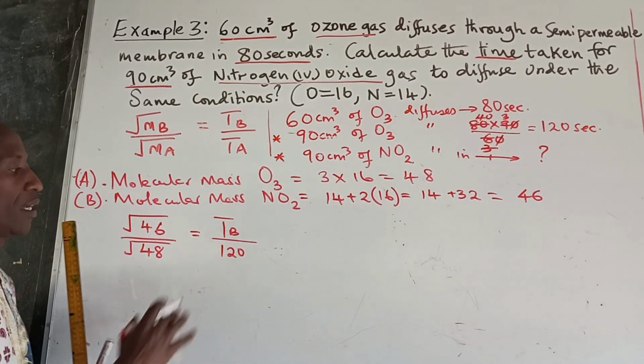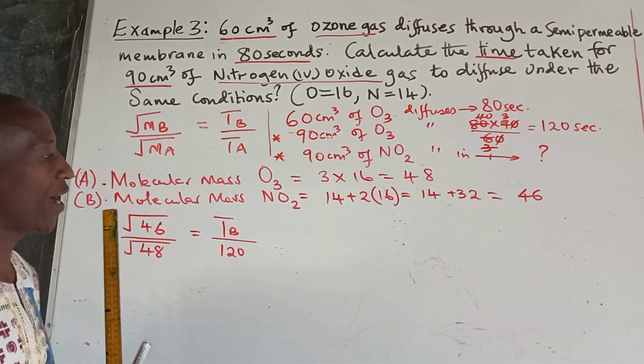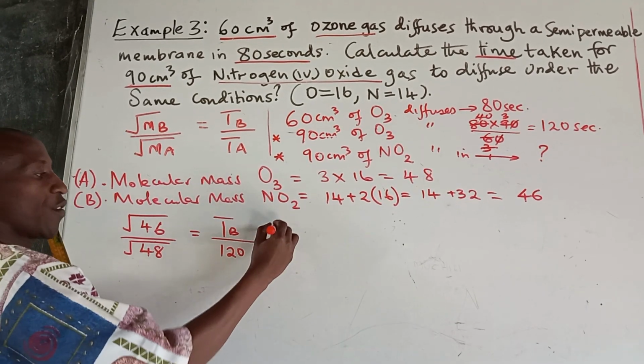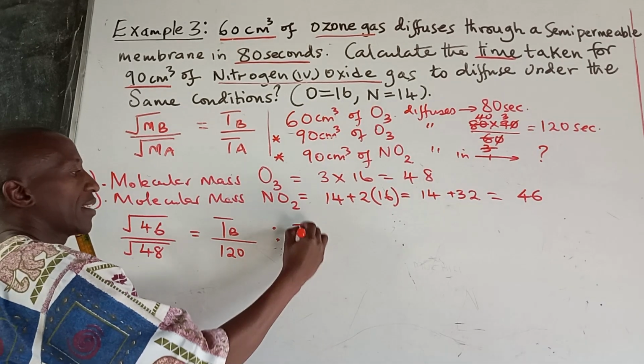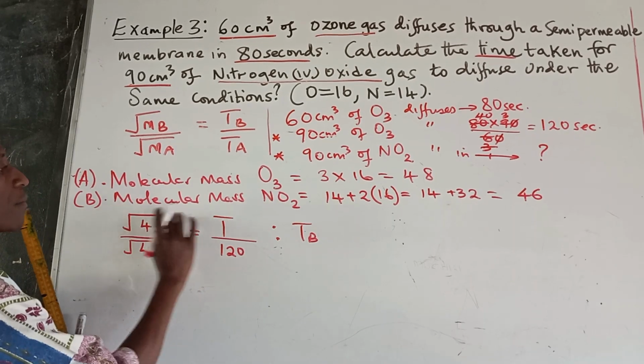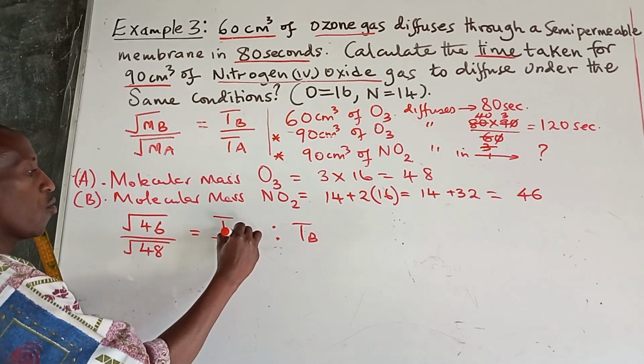At this point, the task that we have here is to make time the subject of the formula, and that means time of gas B, our gas B now being the NO2.